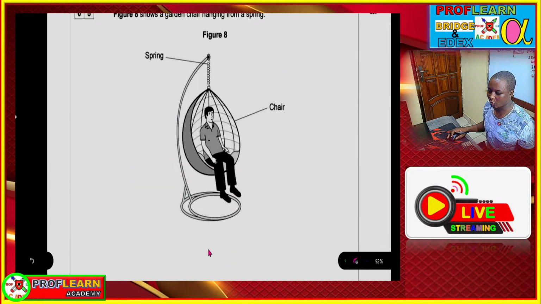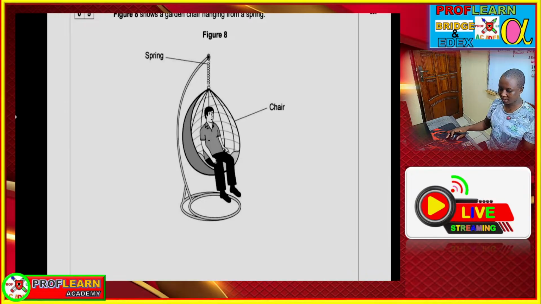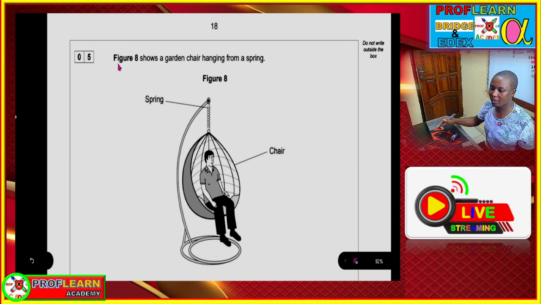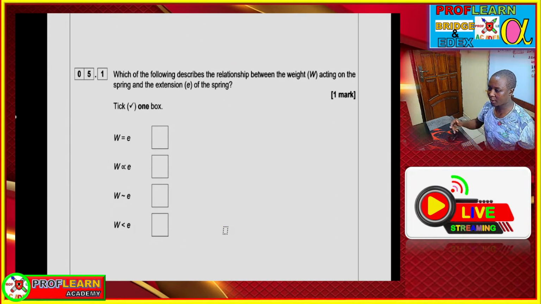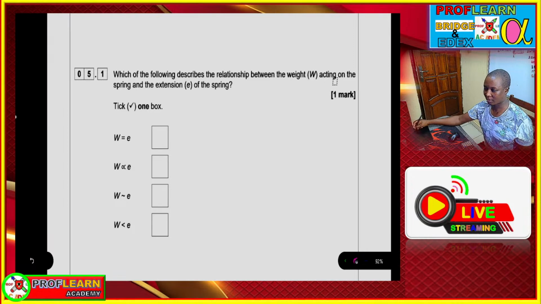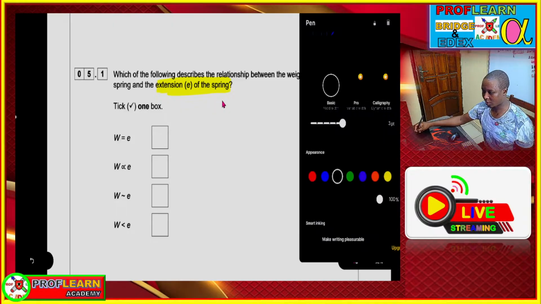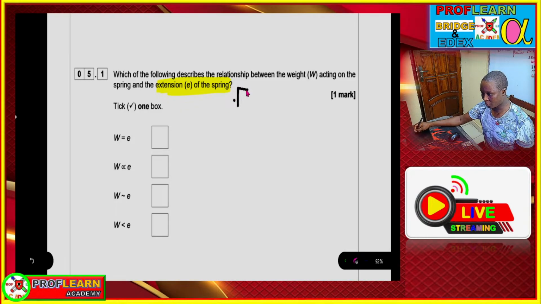And then now we are going to move to question number 5, guys. We are told that the figure shows a garden chair hanging from a spring. There is a guy here who is having a good time and relaxing on the chair as he's swinging. Which of the following describes the relation between weight acting on the spring and extension? So meaning we are going to use the relationship Hooke's law, which is what?